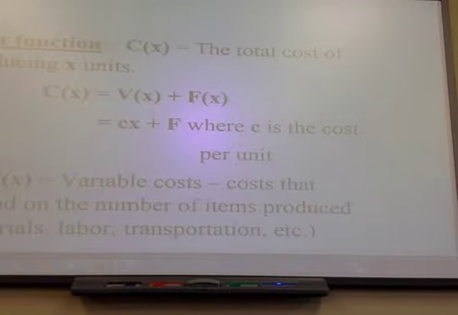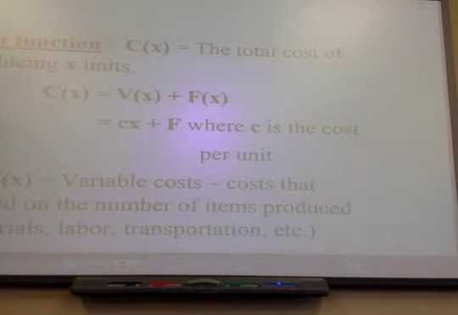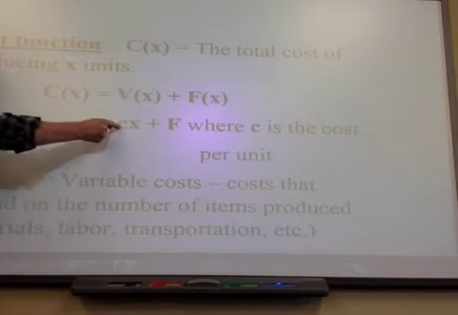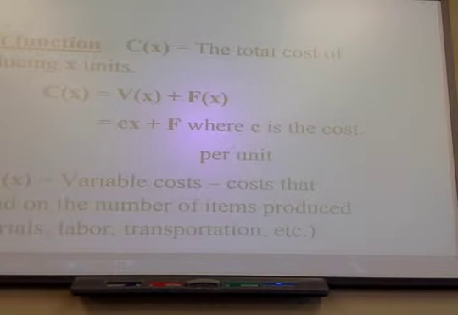Cost function C of X is the total cost of producing X units. Basically, it's made up of two components, the variable costs and the fixed costs: V of X plus F of X. The easier way to think of the cost function, though, is little cx plus f. Little c is the cost per unit times the number of units plus the fixed cost. That's the way you could set up the cost function if you're given a word problem.